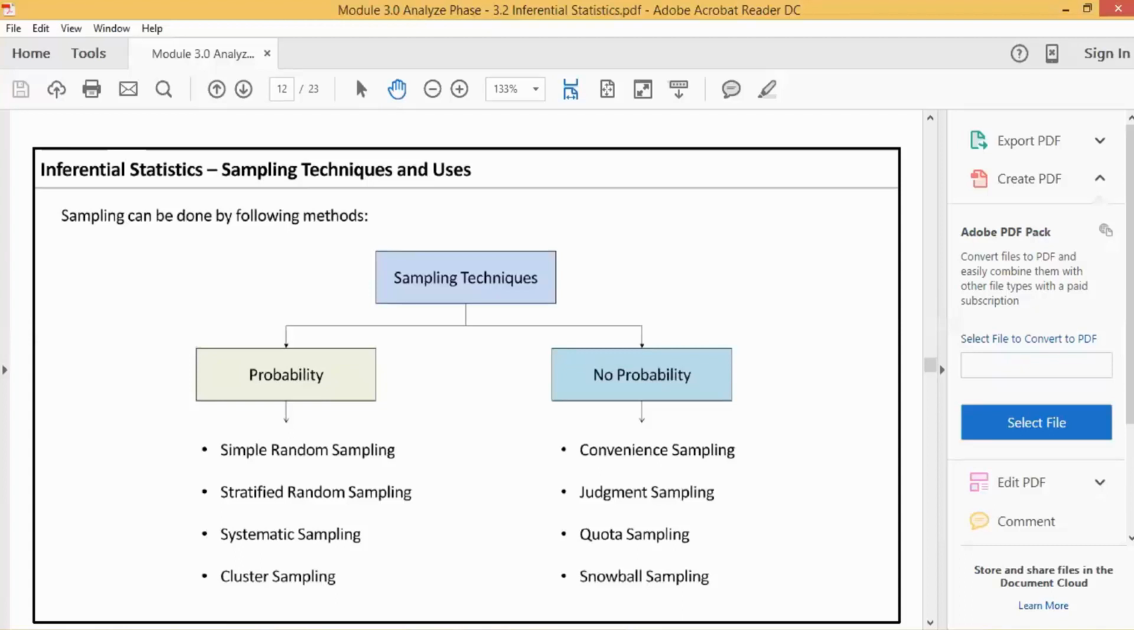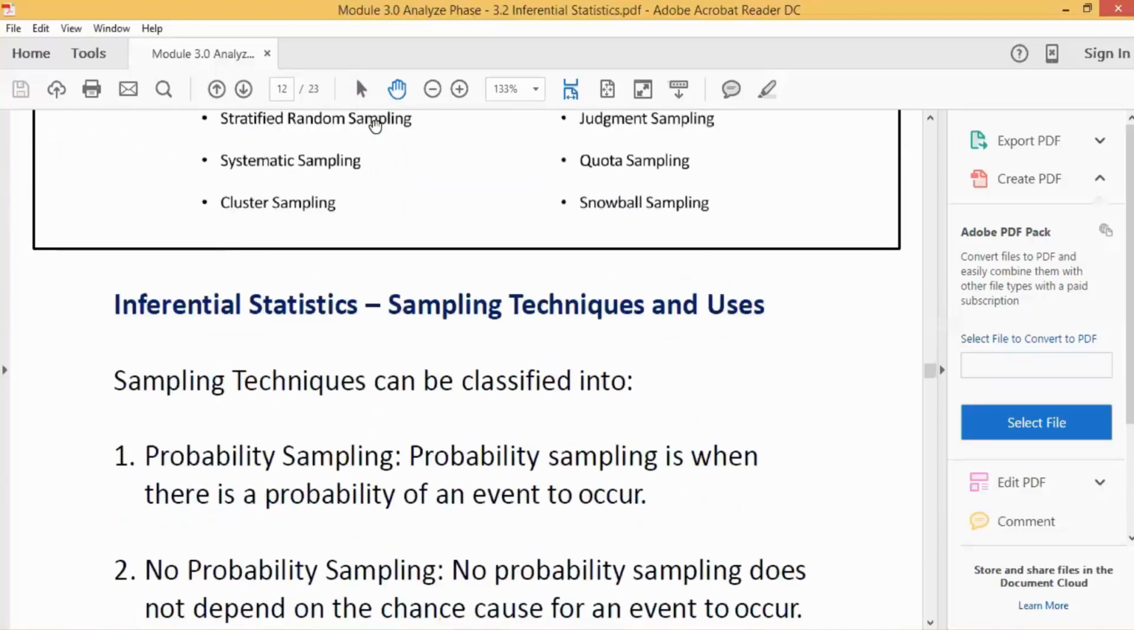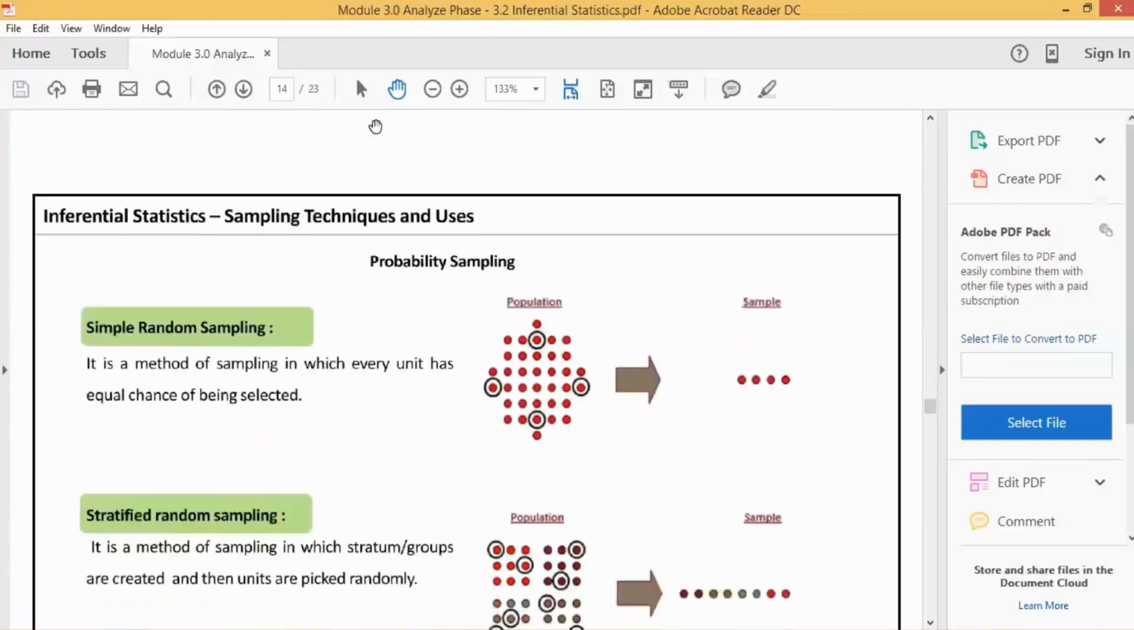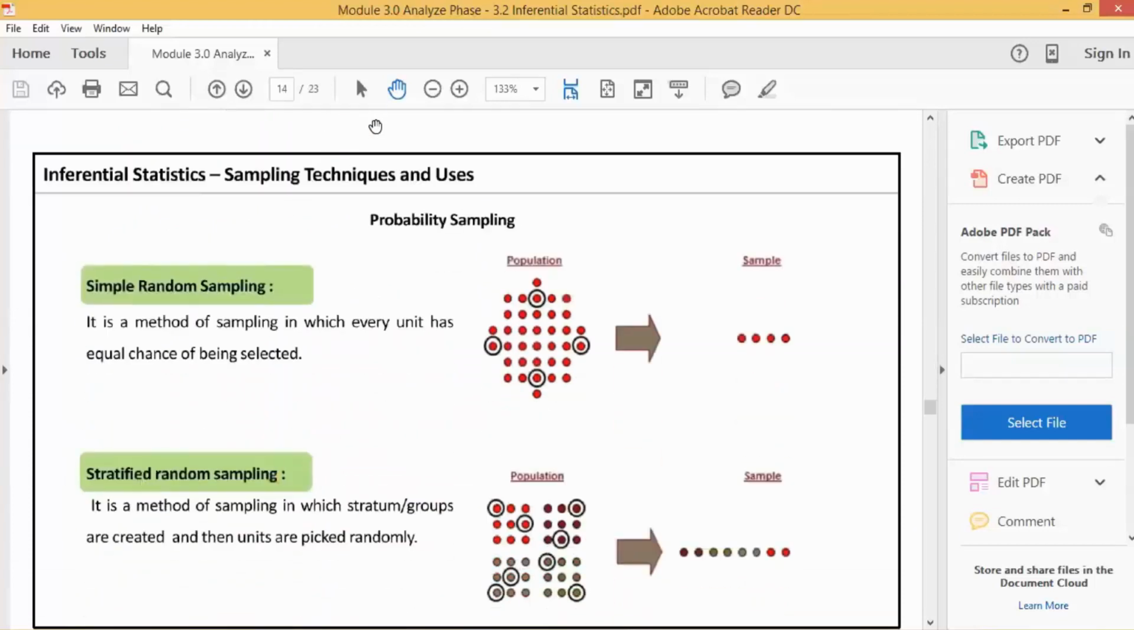What is simple random sampling? I'll explain to you in the next slide. Stratified random sampling, systematic sampling, and cluster sampling. Sampling techniques are of two types, probability and non-probability. What is simple random sampling? Simple random sampling is a method of sampling in which every unit has an equal chance of being selected. So you pick up something randomly. That is what simple random sampling is.